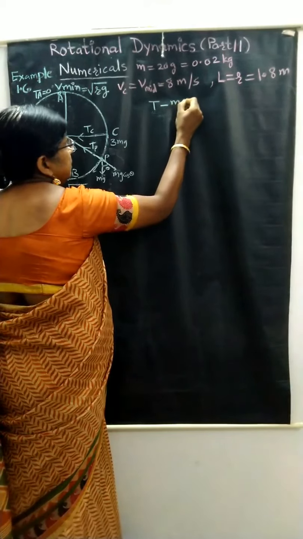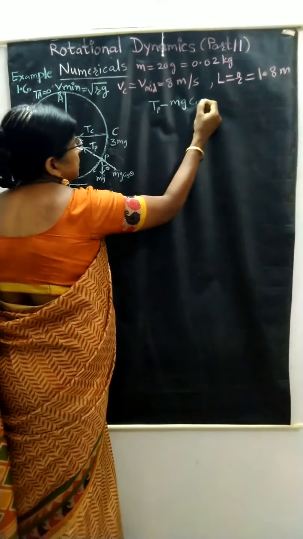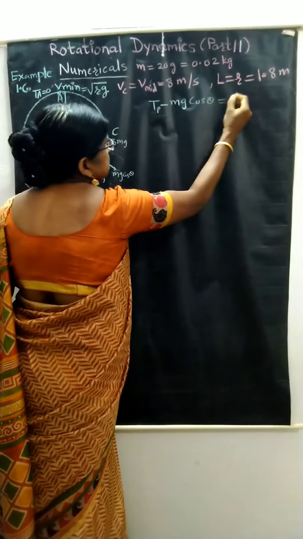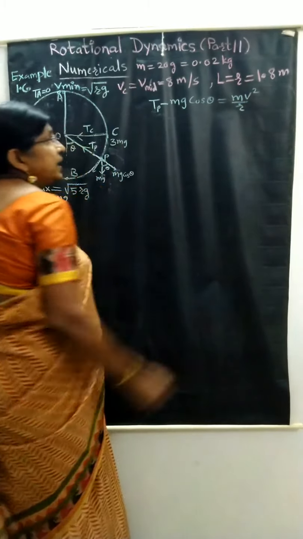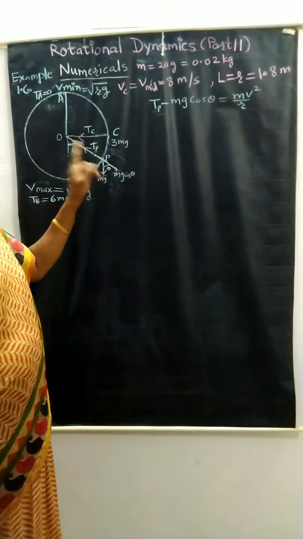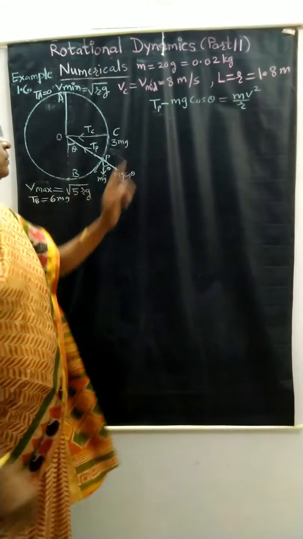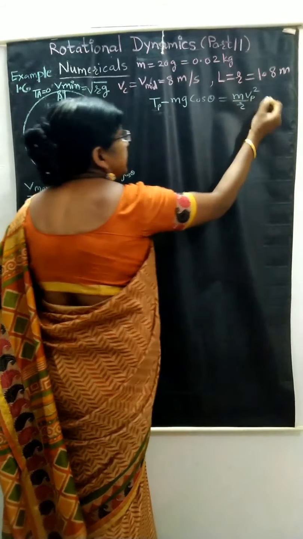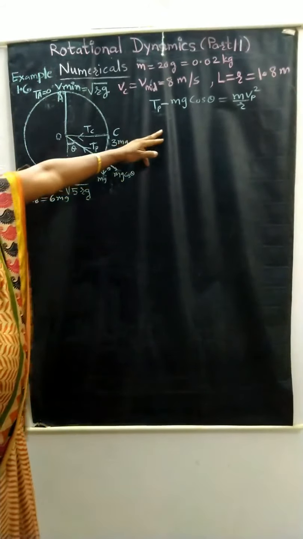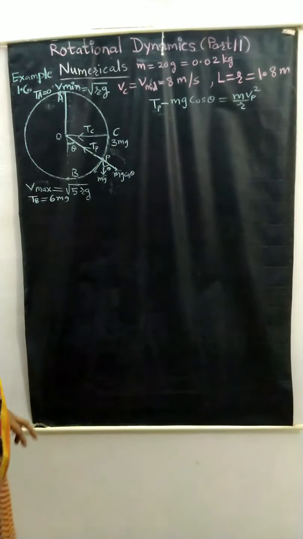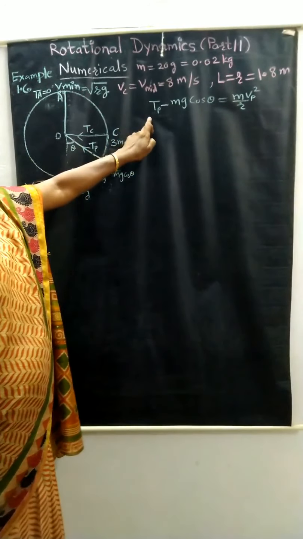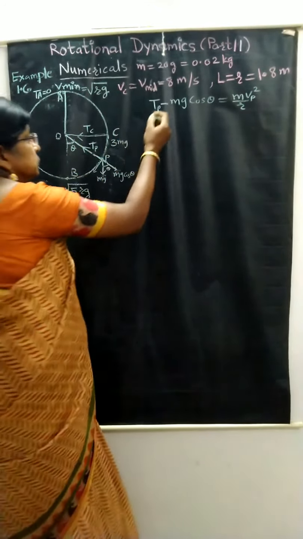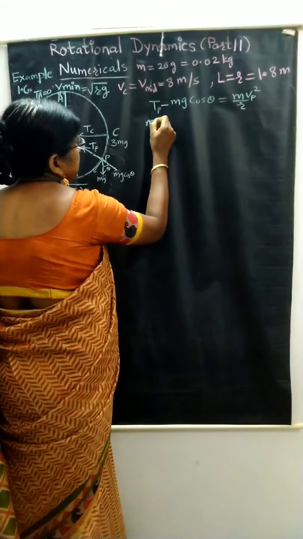minus mg cos theta is equal to m v square by r. We are considering v as the speed at point P, so it may be written as Vp square. We are interested in finding out Vp or Vp square. For that, it is given that the tension is equal to mg. So for the tension, we shall substitute mg.